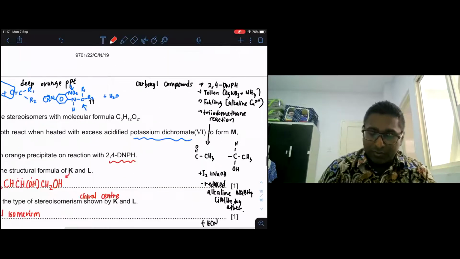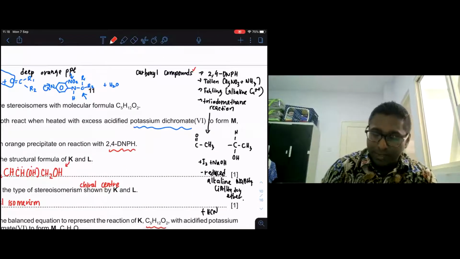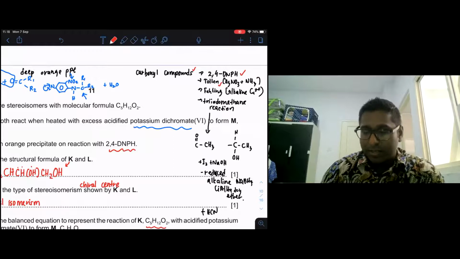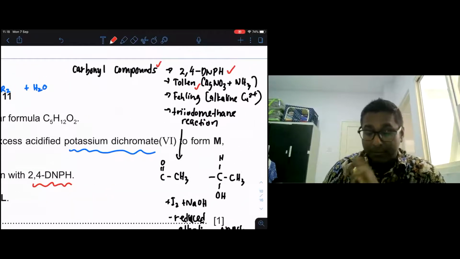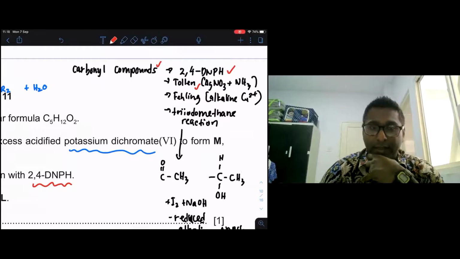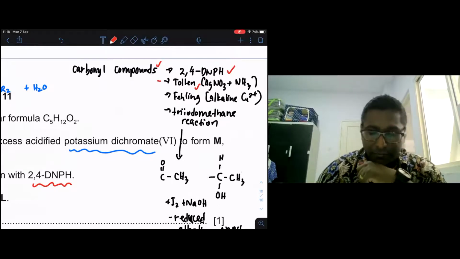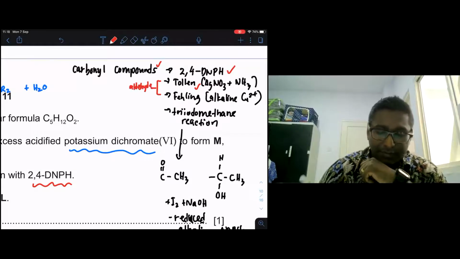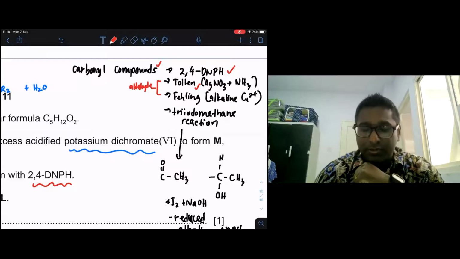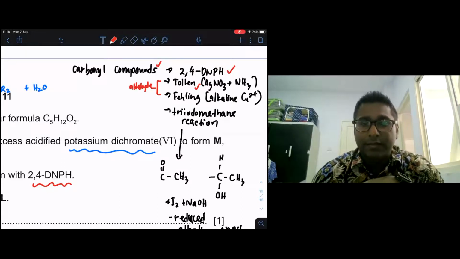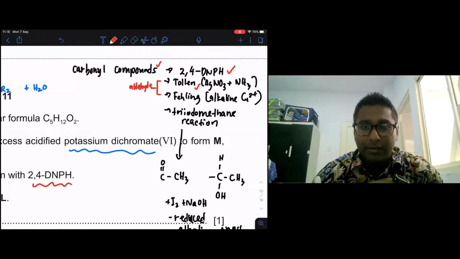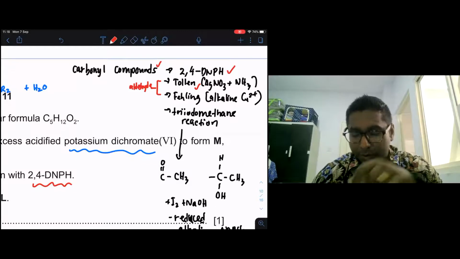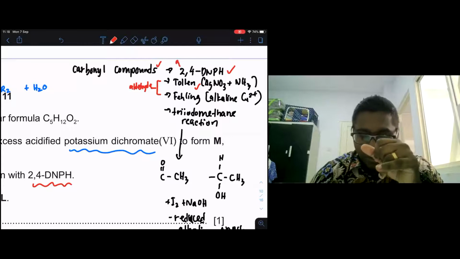I have written some notes about carbonyl compounds. Carbonyl compounds react with 2,4-DNPH. They do react with Tollens reagent, silver nitrate and excess ammonia, which will give you the silver mirror test. Which one will give you the silver mirror test? Both of them must be aldehyde. Aldehyde gives a positive result, ketone gives a negative result. Fehling's solution is alkaline copper 2+. If you use aldehyde, the color changes from blue to deep orange.